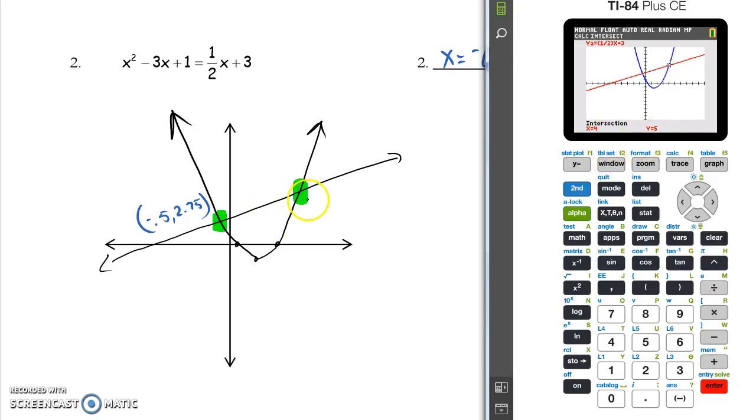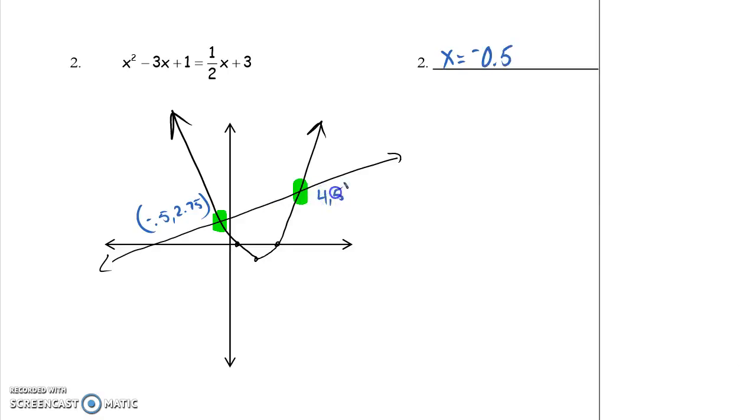4, 5. So, x equals 4. I need a new x equals for every different intersection. For every different solution, I need a new x equals.